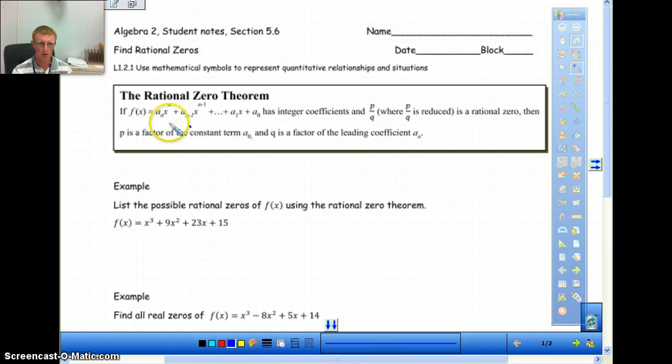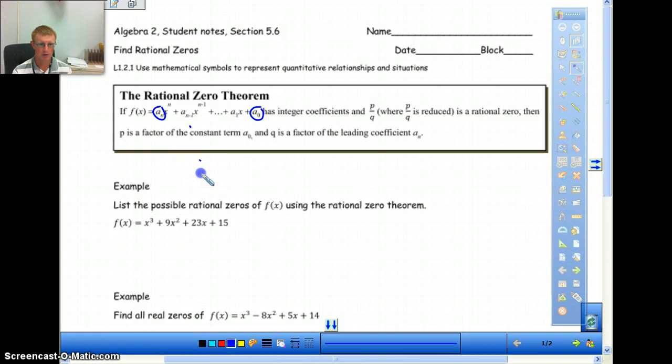Basically, in a nutshell, this is what this means. When you have a polynomial, you can find all the factors of your leading coefficient. You can find all of the factors of your constant at the very end, and you can figure out what your possible rational zeros are going to be by setting up a fraction. The top of it will be the constant term, your a to the 0, that'll be the p. The bottom will be the factors of your q, which is going to be your factors of your leading coefficient.